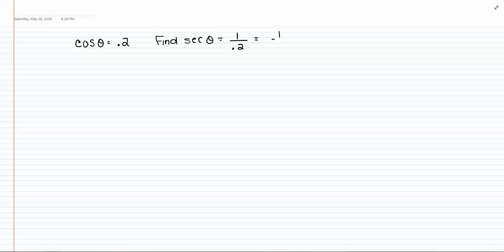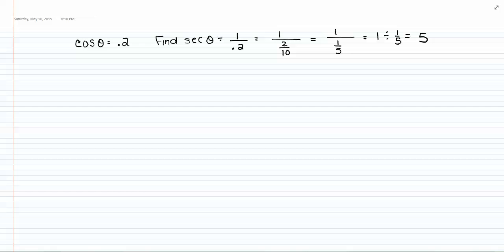This is 1 divided by 2/10, or 1 divided by 1/5. And then simplify the complex fraction by flipping it and multiplying. And you come up with the answer 5.